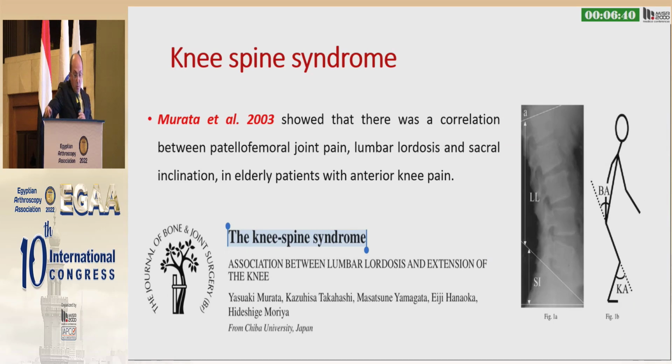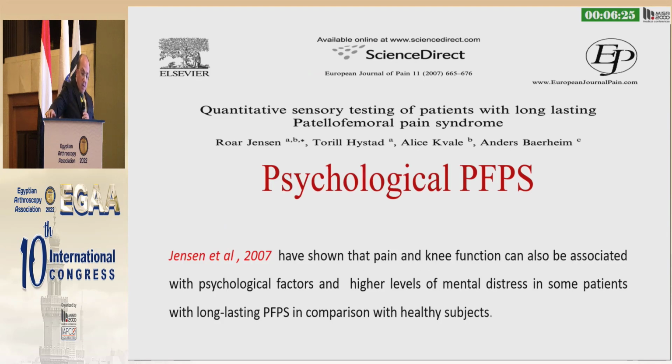The knee-spine syndrome: Morhata et al. 2003 showed that there was a correlation between patellofemoral joint pain, lumbar lordosis, and sacral inclination in elderly patients with anterior knee pain. Psychological factors in patellofemoral pain syndrome: Jensen et al. 2007 showed that the pain and knee function can be associated with psychological factors and a higher level of mental stress in some patients with long-standing patellofemoral pain syndrome in comparison with healthy subjects.